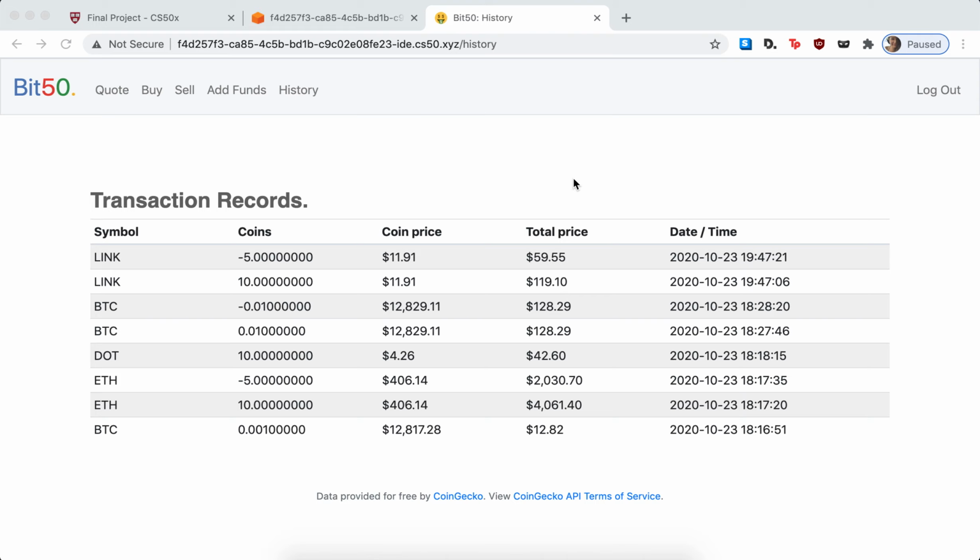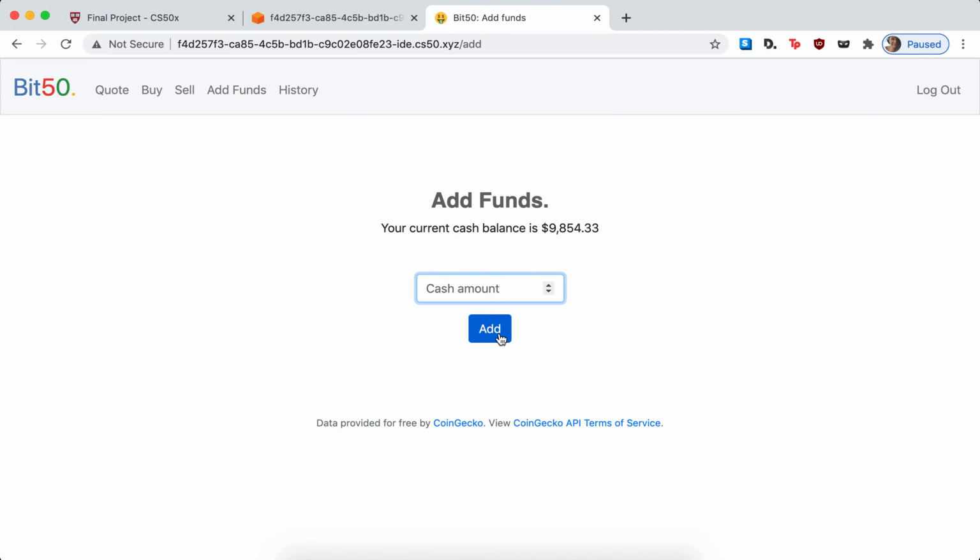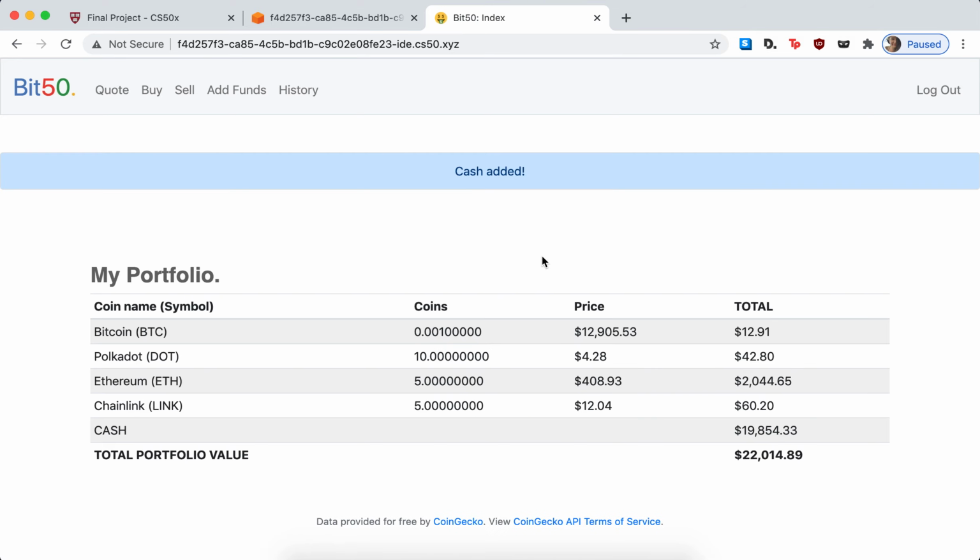The platform also allows the users to add cash into the portfolio. Here, I would like to add 10,000 US dollar of virtual money into the portfolio. Here, the adding of fund is successful. Now this is done and I would like to log out.